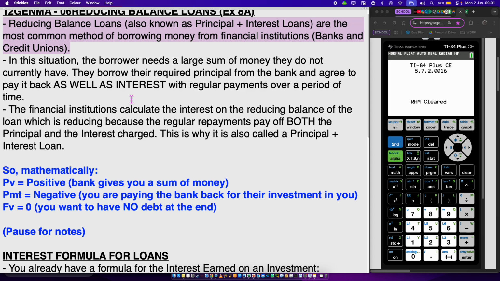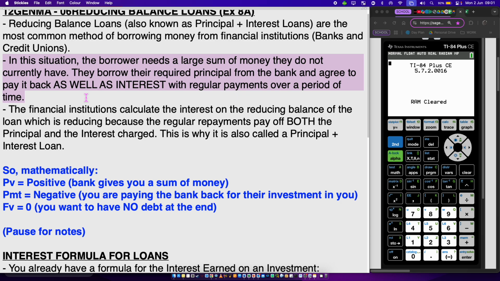What is happening with a loan? You're a normal person, so you're not walking around with 500 grand to buy a house. So what can you do? You're going to borrow a large sum of money from the bank that you don't currently have. You borrow that required principal from the bank and you agree to pay it back plus the interest on top. Because the bank isn't just going to loan you 500 grand and expect 500 grand back really slowly. That's not earning them anything. They're going to ask for 500 grand back and a lot of interest on top that you pay back little by little.